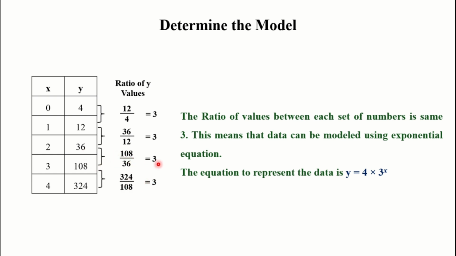108 by 36, 3. 36 by 12, 3. 12 by 4, 3. This means your ratio of y values is the same. The ratio of values between each set of numbers is the same, that is 3. This means that the data can be modeled using an exponential equation. The equation to represent the data is y equals 4 into 3 raised to x. Here we can use the exponential function to fit the data.